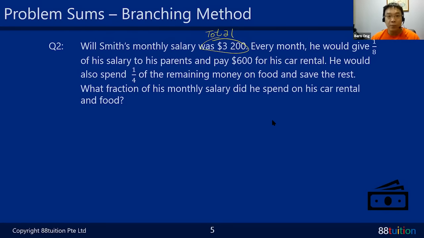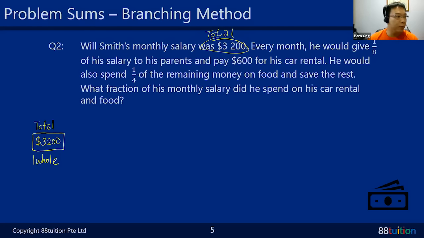We will use the branching method. So once we have the total here, we can use the total. Okay, this is like the total box. And we know that the total, the question says, is 3,200. This is considered like one whole, one full unit. The total is given.